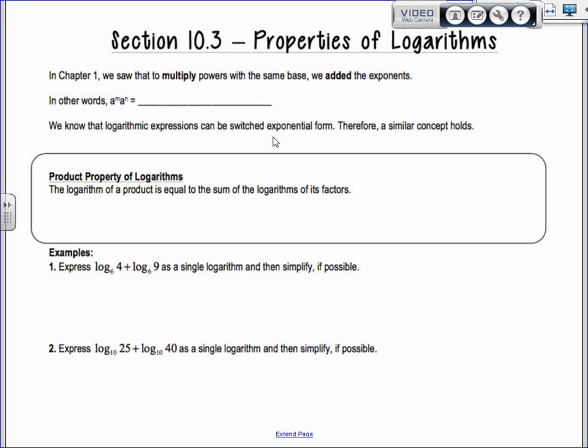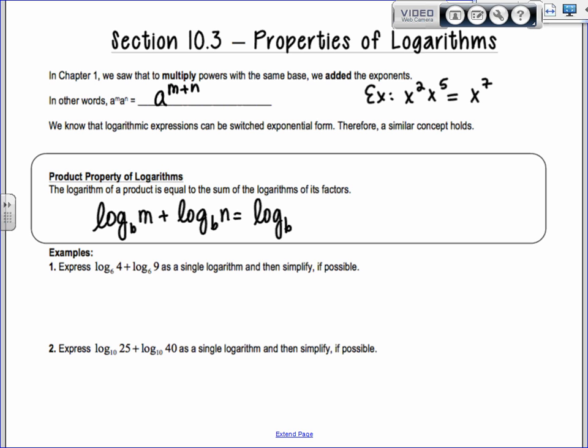So if I have a to the m times a to the n, it's a to the m plus n. We add our exponents. For example, if I have x to the second times x to the fifth, we all know that that's x to the seventh. We've done that a million times. Similar properties are going to hold. When we have multiplication, it's going to be related to addition. So if I have log base b of m plus log base b of n, that's the same as combining them into one logarithm, log base b of m times n. So multiplication and addition are related to each other.